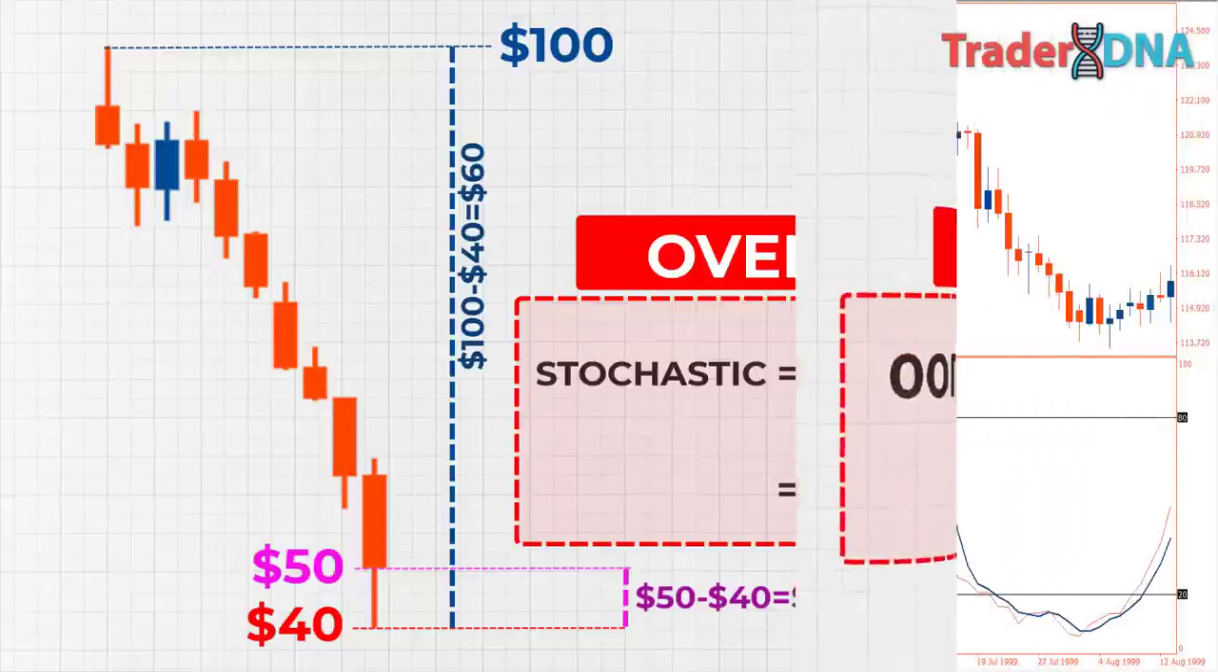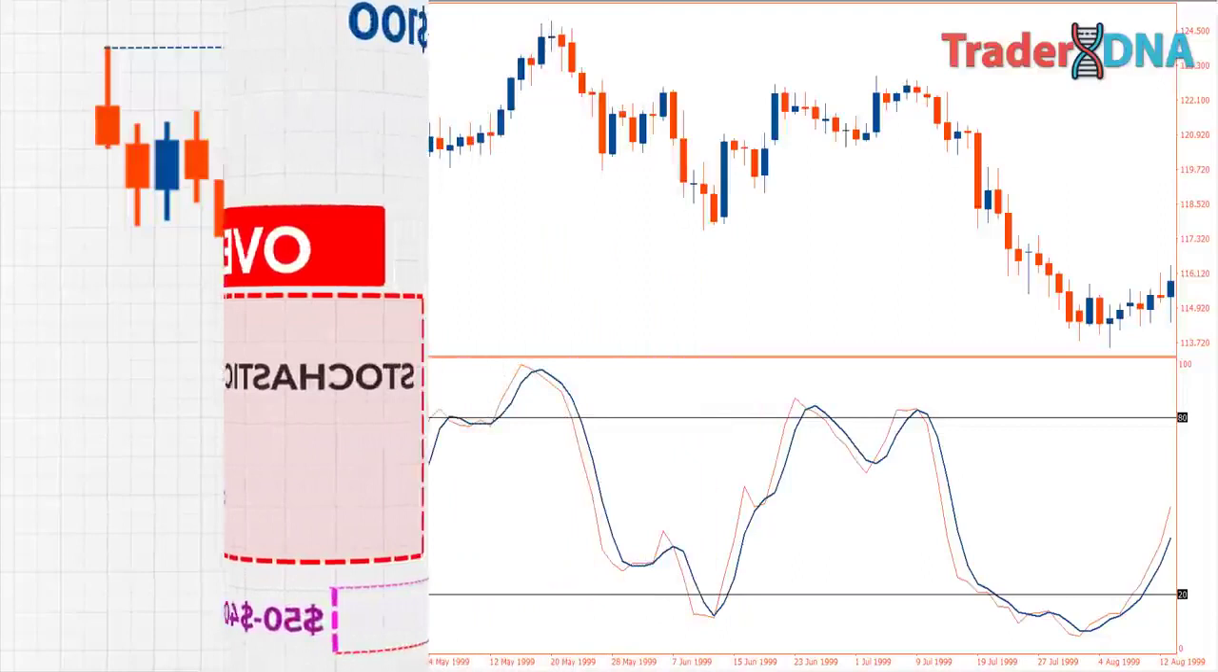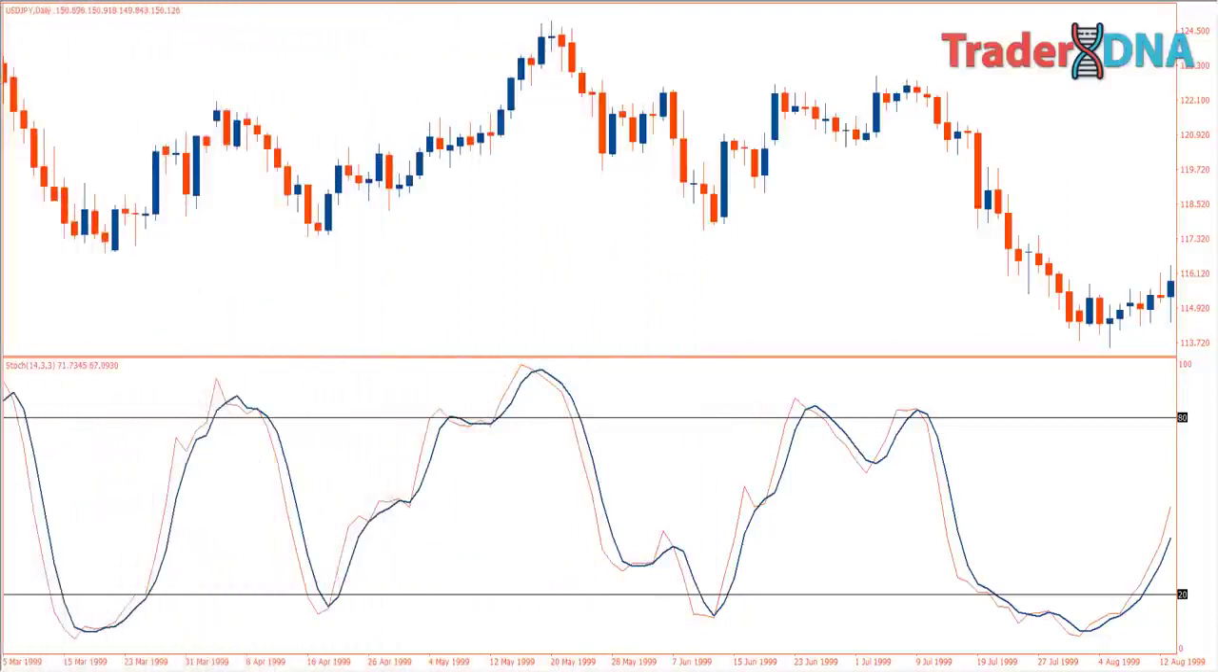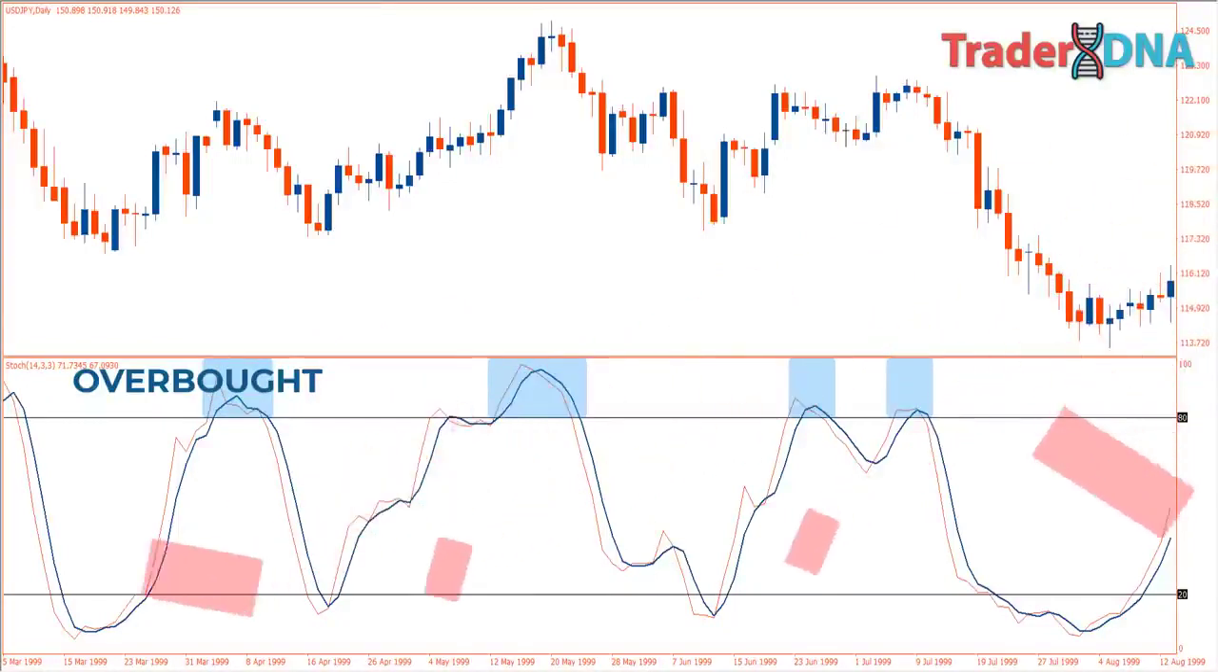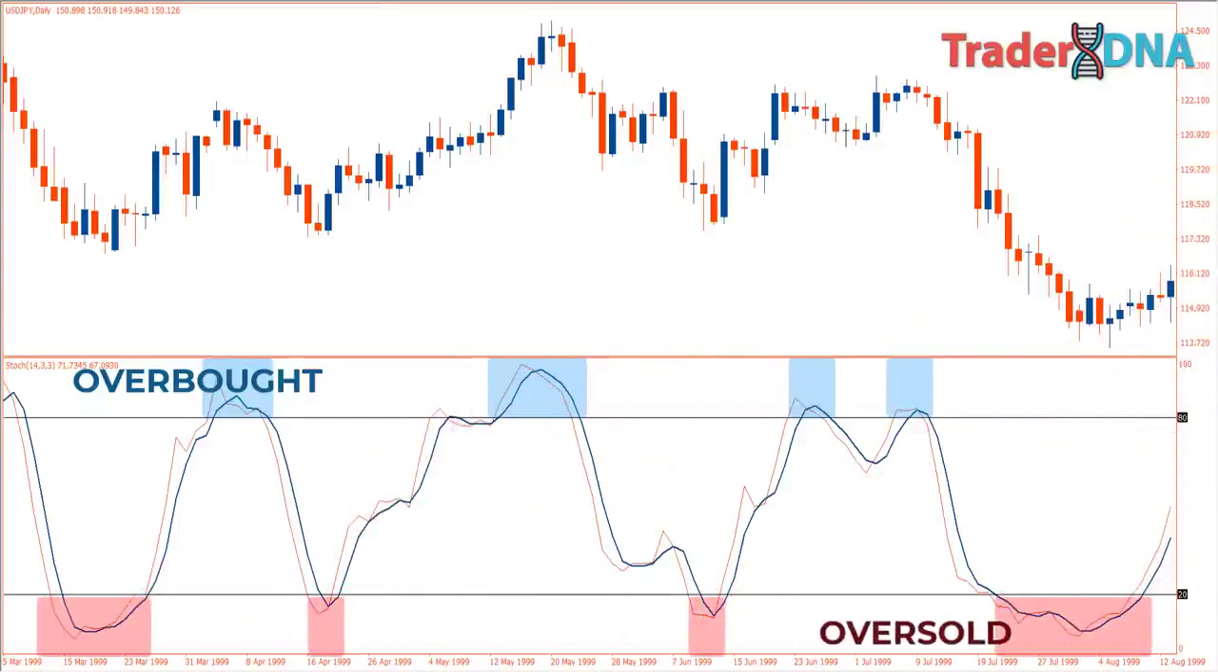This is the price trend on the D1 timeframe. I've added a stochastic indicator with a 14-day period. The overbought zone is marked with a blue rectangle, while the oversold area is highlighted in red. These zones are delineated by the levels of 20% and 80%.